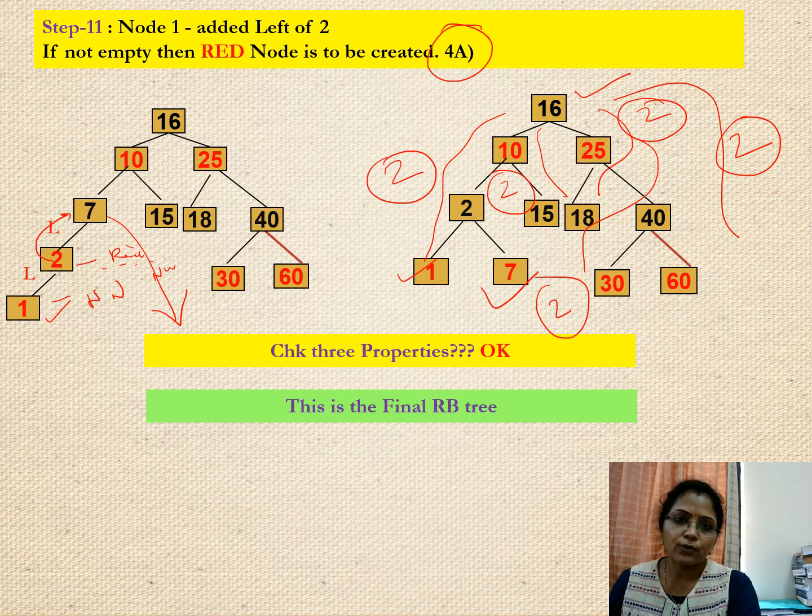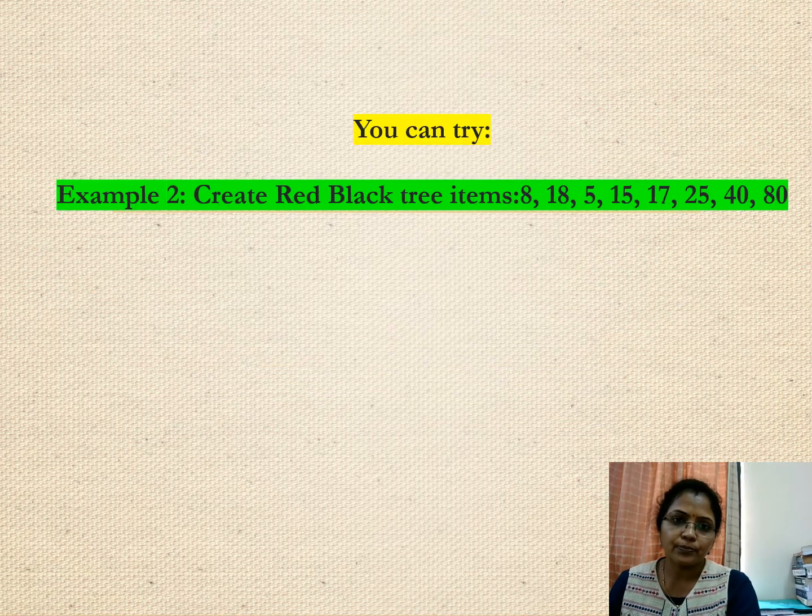So this way we have solved one whole example for red black tree insertion. Similarly, you can apply the same kind of rules for the creation of any red black tree. So here is one assignment for you: create a red black tree by taking all these numbers, and then we can verify its answer in the next video.